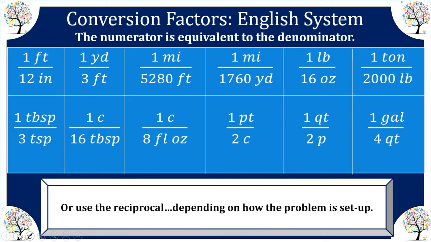So here are some examples. You can see that 1 foot is equal to 12 inches. 1 yard is equal to 3 feet. 1 mile is the same as 5,280 feet, and so on. And you do not need to memorize these. You will be given these charts. Now, sometimes you're going to need to use the reciprocal of these. So sometimes you may need the feet on the top and this 1 mile in the denominator. It just depends on how you set up your equation.